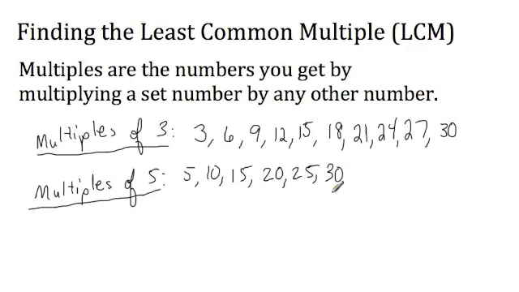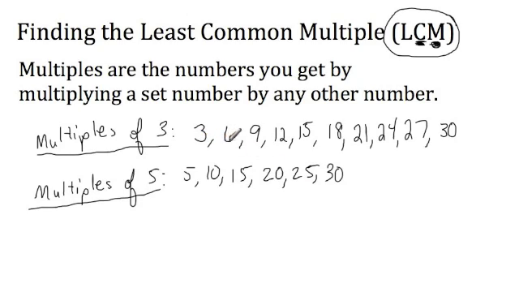Now, let's say that we were trying to find the least common multiple of 3 and 5. We've already taken care of the first part, finding the multiples. We've listed the multiples of 3, and we've listed the multiples of 5. The next thing we have to take care of is finding the multiples that they have in common, which means the multiples that are on both lists, multiples that are the same for both 3 and 5.